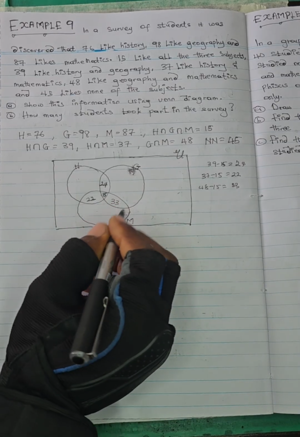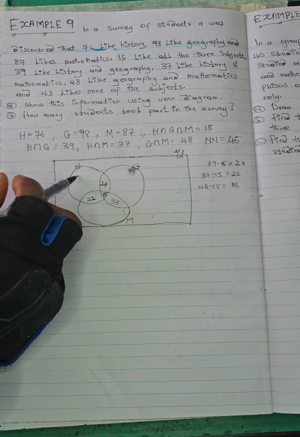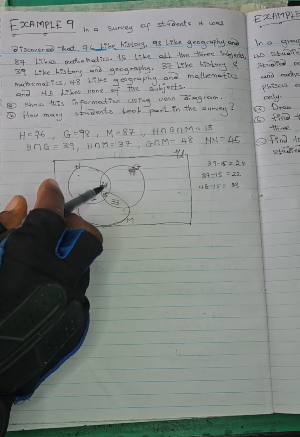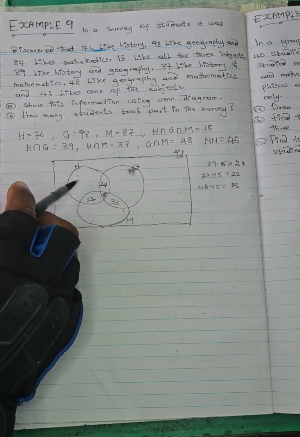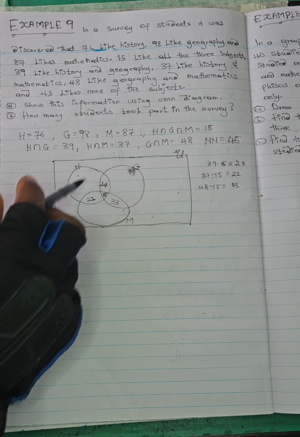Now we are done with the intersection. Now let's go to the whole number. We have history. History is 76. Mind you, this 76 contains both those that did geography and those that did mathematics. So now in the Venn diagram, here is only for those that did only history.